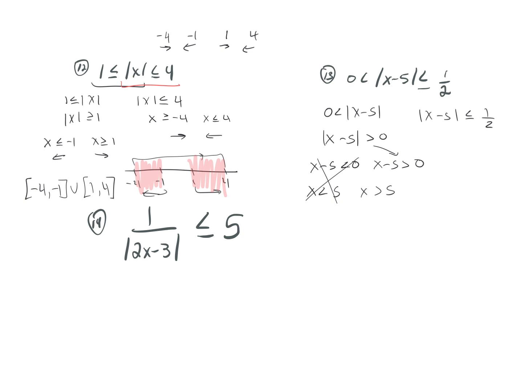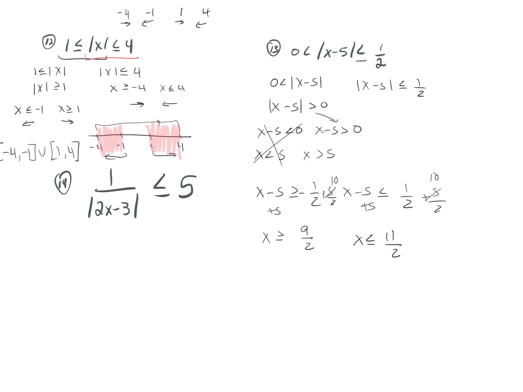And then for the other one, I'm gonna go ahead and do, well, x minus 5 is greater than or equal to negative a half, and x minus 5 is less than or equal to a half. I'll go ahead and add 5 on both sides. So I'll get x is greater than 9/2. And when I add 5, I will get x is less than 11/2. You guys can write it in mixed numbers. You don't have to. It's really up to you.